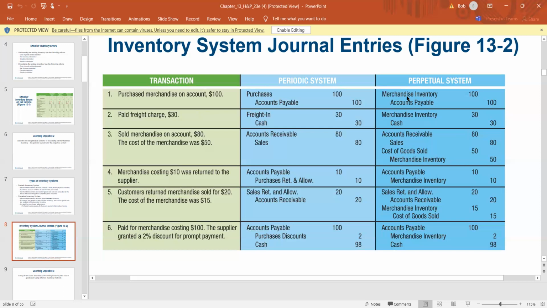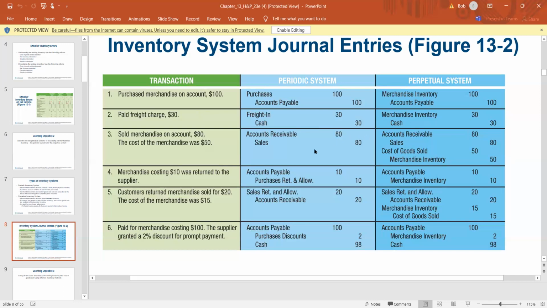One trick in getting this under control, where you see purchases are called merchandise inventory under the perpetual system. Purchases are used in the periodic. Purchases are not used in the perpetual. You talk about the merchandise inventory. Remember that freight expense we had here for $30? Under the perpetual system, that just is considered part of the inventory cost, which it is. You debit merchandise inventory.